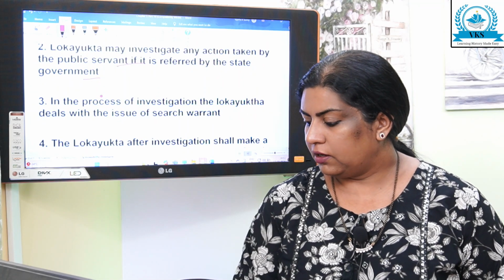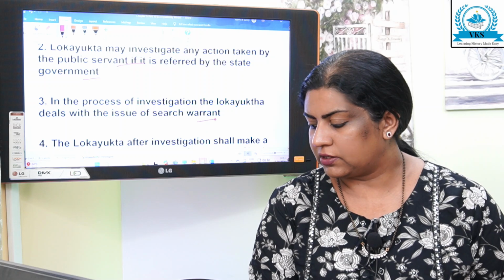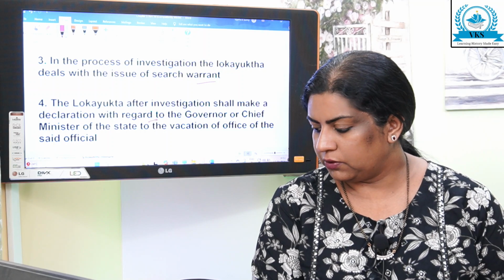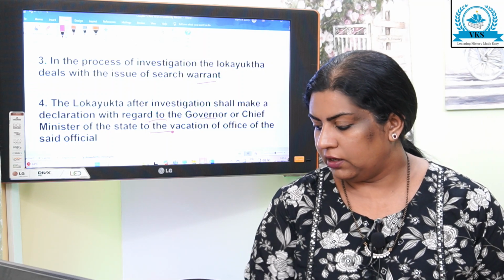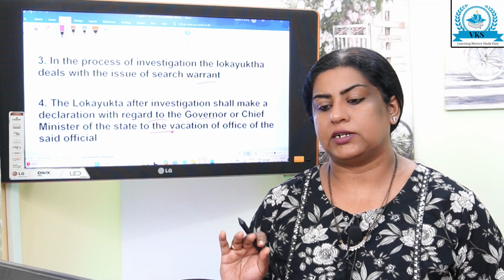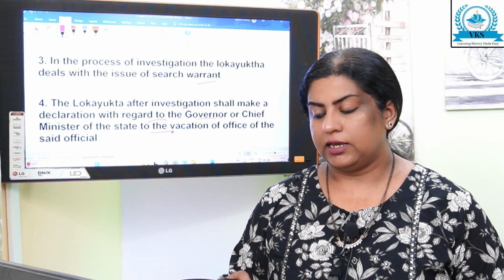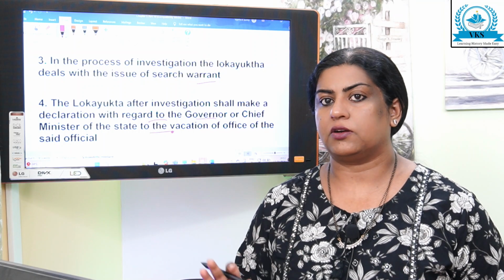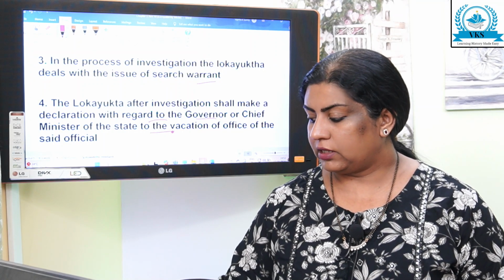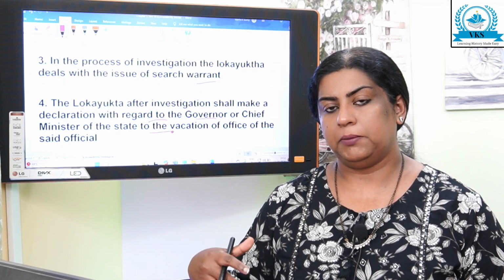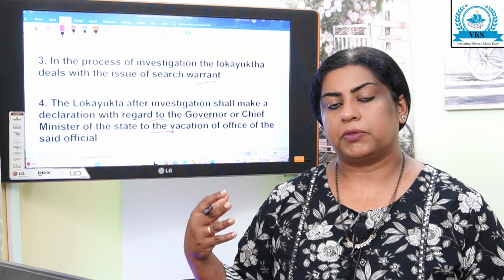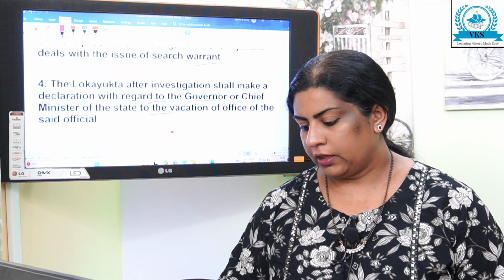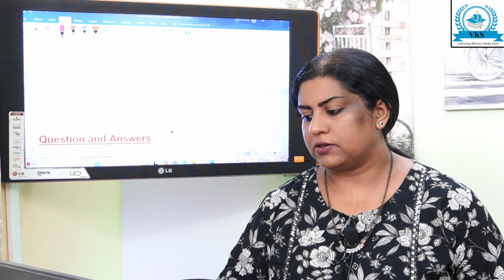So, in the process of investigation, Lokayukta deals with issues of search warrant. The Lokayukta after investigation shall make a declaration with regard to the governor or chief minister of the state to the vacation of office of the said officials. That is, after investigating any case, this Lokayukta has to make a declaration with regard to the governor or chief minister of the state. So, if the governor is not present, at that time the chief minister of the state has to make the declaration, otherwise the governor will have the power for that. So, that is about the powers and functions of Lokayukta.